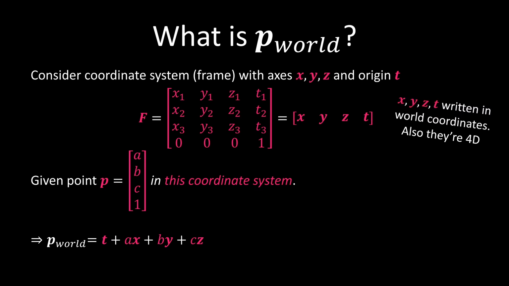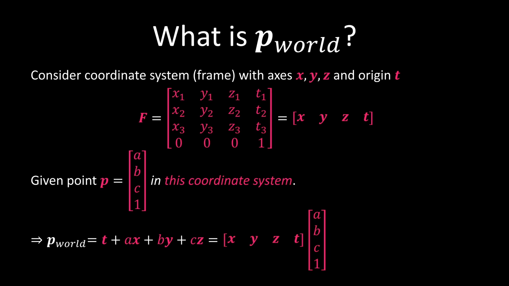And what's really nice, x, y, z, and t are written in world coordinates, just so we recall. What's nice about this is then you can rewrite it in a matrix-vector equation where you have x, y, z, t as a matrix and A, B, C, 1 as a vector. You can check the math to make sure it works, but I'm pretty sure it does. And then that's just F P. So the punchline is that P world is just F times P, where F is this matrix consisting of the axes and the origin stacked. And yeah, it's like magic. It's very dense, condensed. It's very exciting.